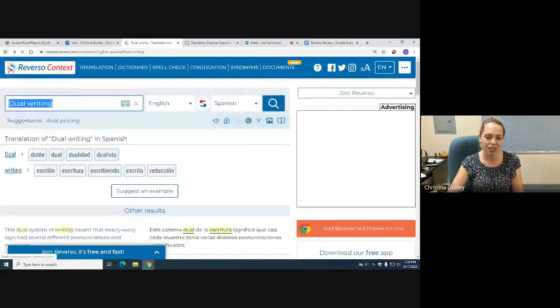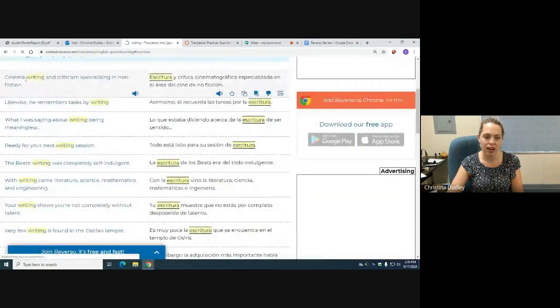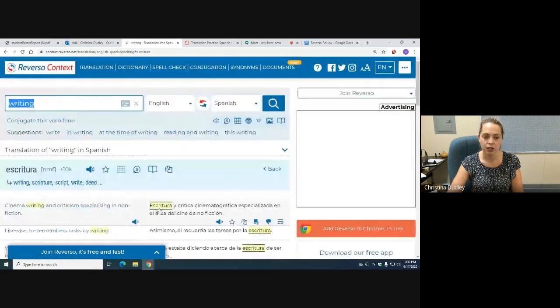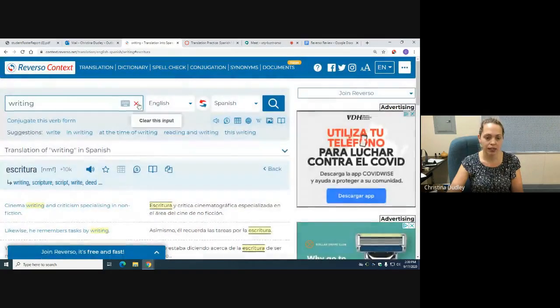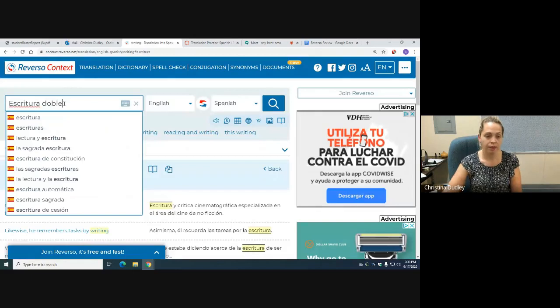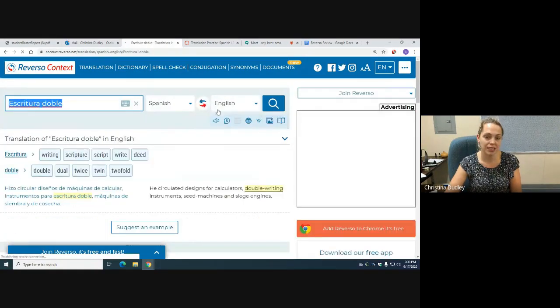So I kind of want to just look a little further. Escritura, and there it has writing, cinema writing, writing, writing. Okay, so now I've got two different words. So I'm going to copy this one, and I'm going to put my doble with it. Escritura doble. Okay, and I'm going to switch it to Spanish. I'm going to verify that that would be something someone would say.